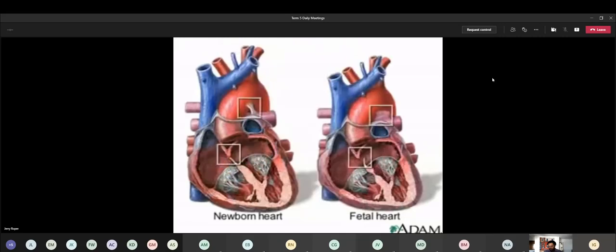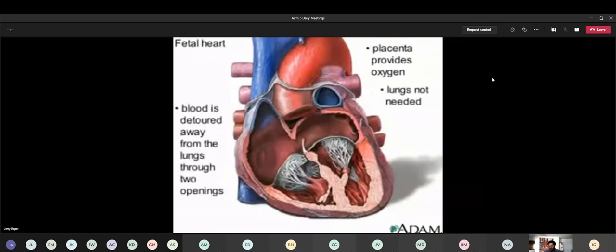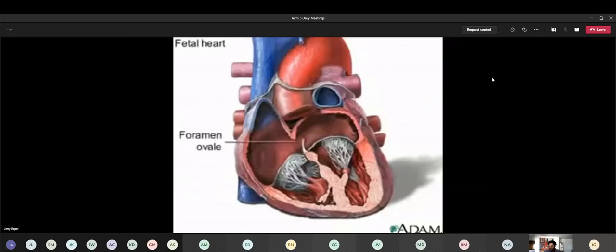You can see the fetal heart has the same basic components as the newborn heart, but there are a couple important differences. Because the placenta is providing all of the oxygen the fetus requires, its lungs are not needed to perform this task, and therefore, much of the fetus's blood is detoured away from the lungs through two openings or connections. They are the foramen ovale, which connects the right and left atria, and the ductus arteriosus, which connects the aorta and the pulmonary artery.